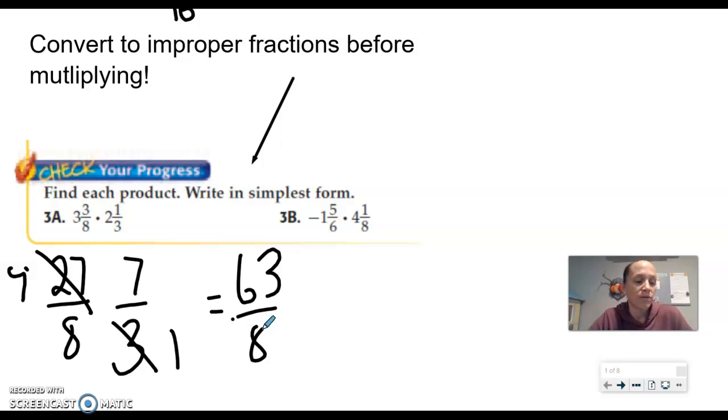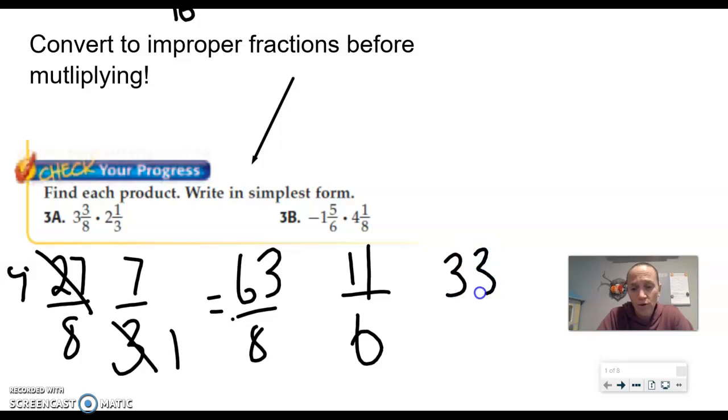So you would need to convert that back to a mixed number from there. So 8 would go into 63 7 times, with 7/8 left over. So you will have to make sure you convert them back. So again, 3b, this would be 11 over 6 times 33 over 8.